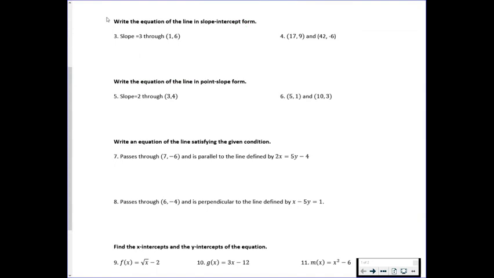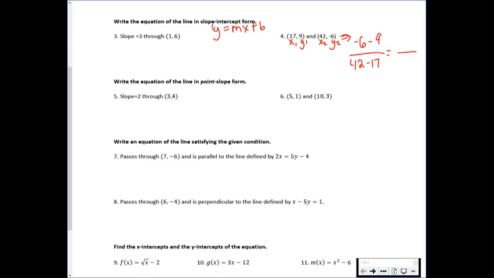Number 4 is a little bit different. We're still writing our equation in slope-intercept form, y equals mx plus b. I know two ordered pairs, x1, y1, x2, and y2, but I need to find my slope and my y-intercept. Well, your y-intercept we need to save till the end, because between two ordered pairs we can always find our slope. So I'm going to plug it into that slope formula just like we did above: -6 minus 9 divided by 42 minus 17.